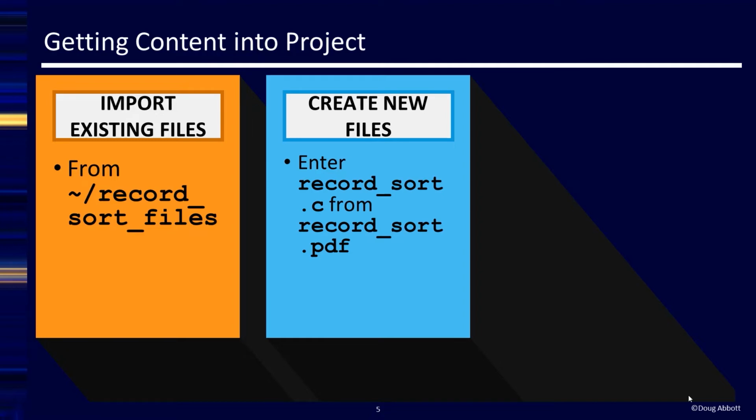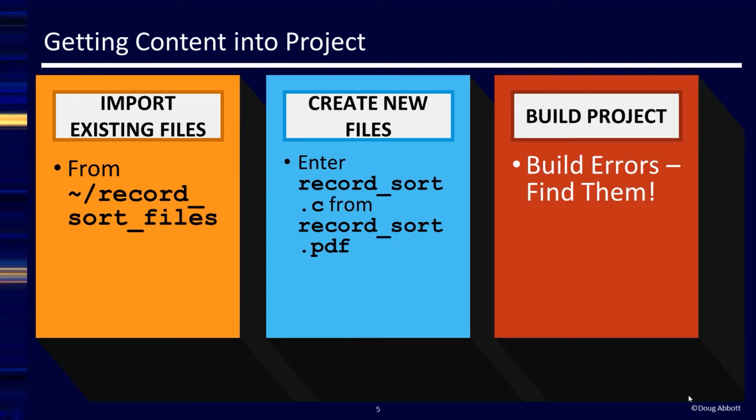There's one file missing, recordsort.c, the main function. The contents of recordsort.c are in the file recordsort.pdf that's now in your home directory. The idea here is to give you some practice with the features of the Eclipse editor. After you've created recordsort.c, build the project. It fails because a couple of build time errors have been included to give you practice in finding them.